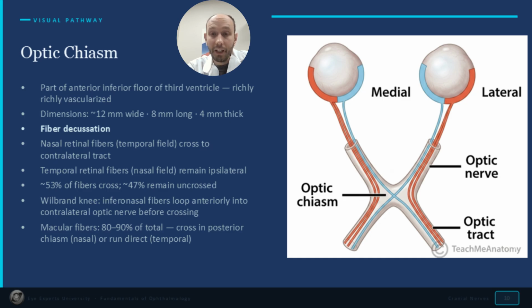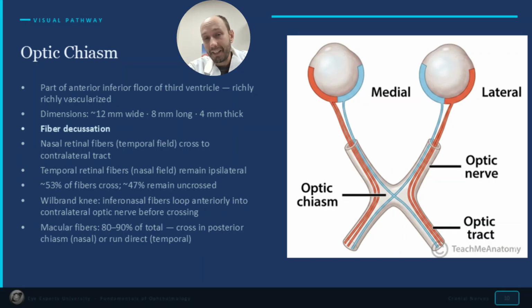Now, why is that? If we look at the diagram, we will see that the temporal visual field of one eye corresponds to the nasal visual field in the other eye. Therefore, the fibers need to cross over in order for the visual fields to align in the brain. The nasal retinal fibers will then cross over to the contralateral tract. It turns out that actually 53% of the fibers cross over and only 47% stay behind.